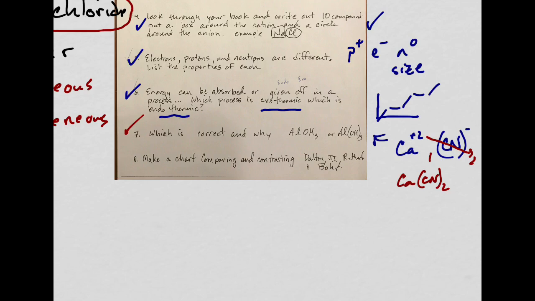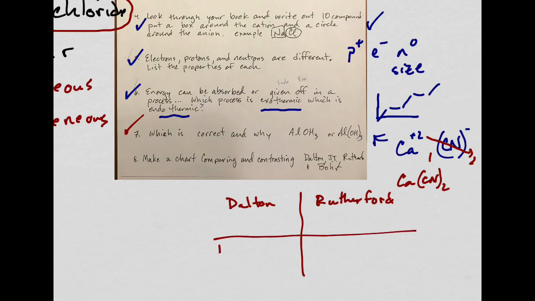All right, Dalton, JJ, and Rutherford, and Bohr. Dalton. I think if you looked all these up, it'd be very, very wise. You should put some images down. Okay, JJ, and then this was Bohr. All right, Dalton basically talked about the atom being something like this, but you need to find more things to write down than just that.